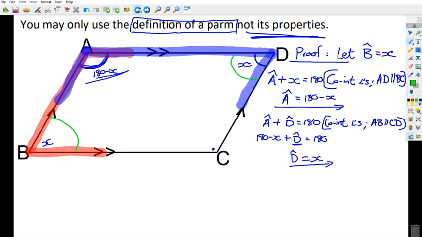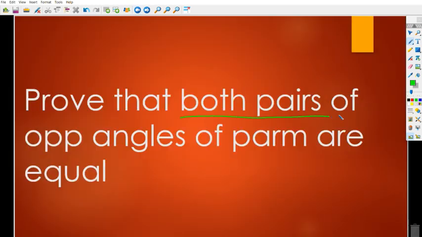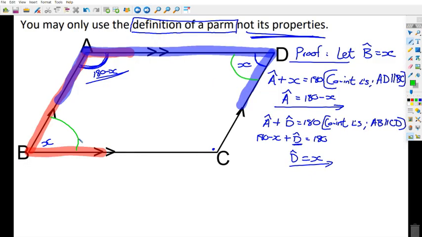Because what do I have to prove? Both pairs of opposite angles of a parallelogram are equal. Now I've got one pair, so I need to go find the other pair. Let's do it. Pause the video and see if you can do it.